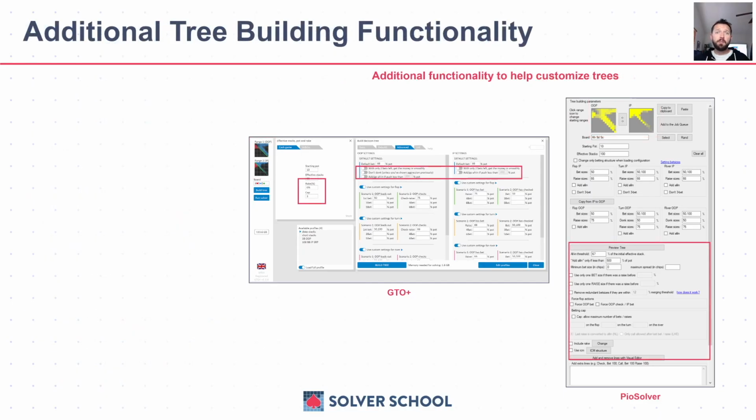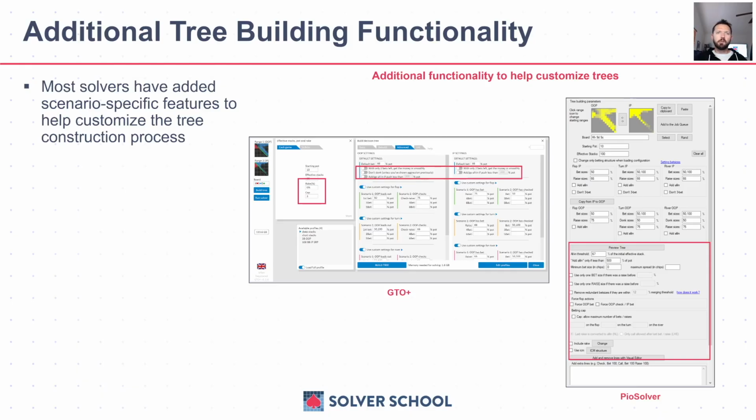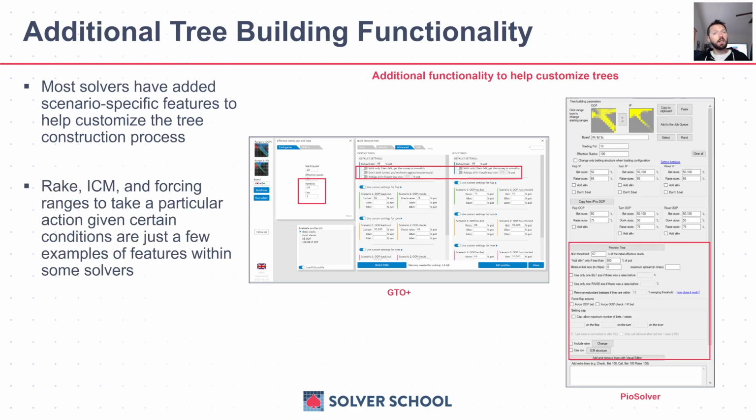Finally, additional tree building functionality. Most solvers have added some scenario-specific features that can help customize the tree construction process. Things like rake or ICM are going to impact the overall EV calculations. Using rake as an example, the casino takes money out of the pot for rake. So our overall pot size at the end of the hand is actually going to be different than it would be if there were no rake taken out of the pot. And that's going to impact EV calculations, which is ultimately going to impact the different strategic decisions that we can take with each individual hand within our range.